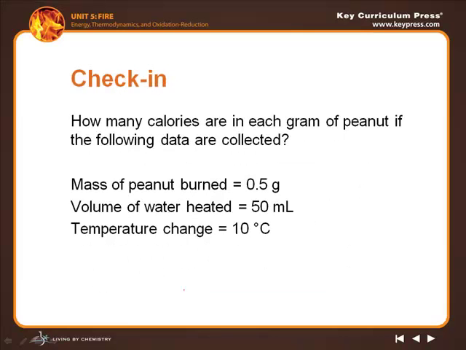Now, to check in, I would like you to solve this problem here for a peanut. How many calories are in each gram of peanut if the following data is collected?